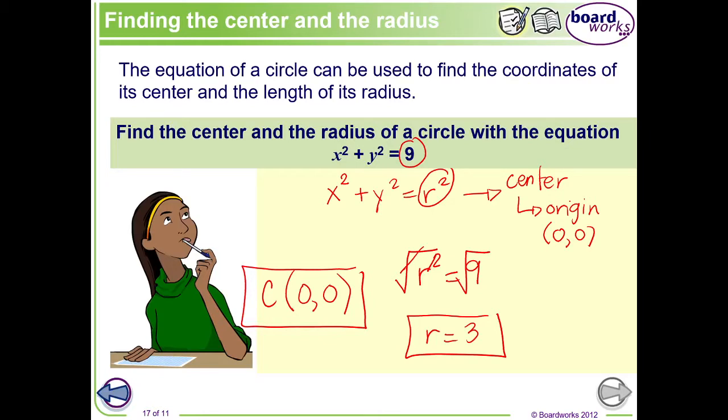Yes, sir. Okay, so take note, if you're given x squared plus y squared equal to a certain constant, you will be using the center as the origin. Origin is the center. That's 0, 0 all the time. Okay? Now, let's have another example.